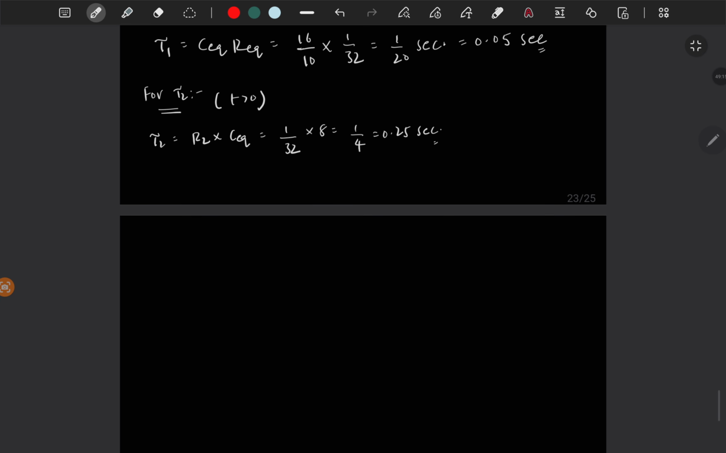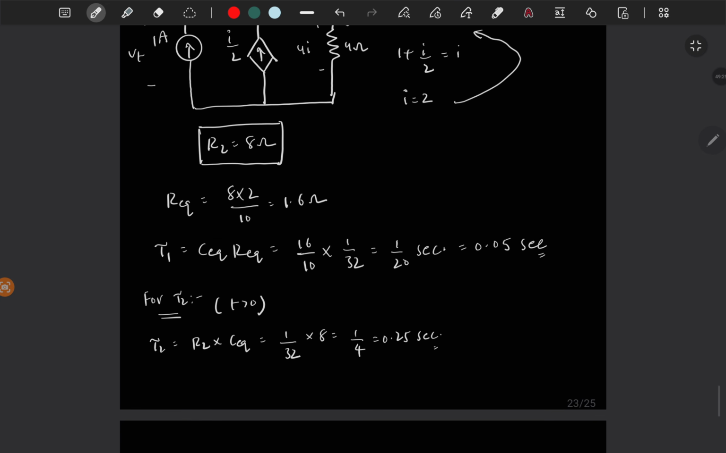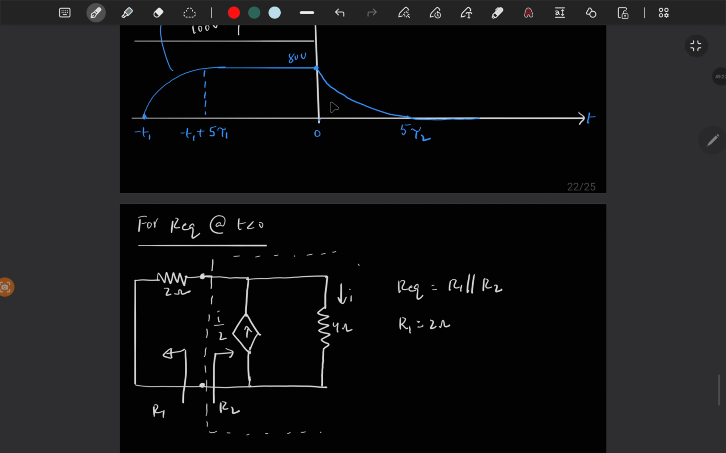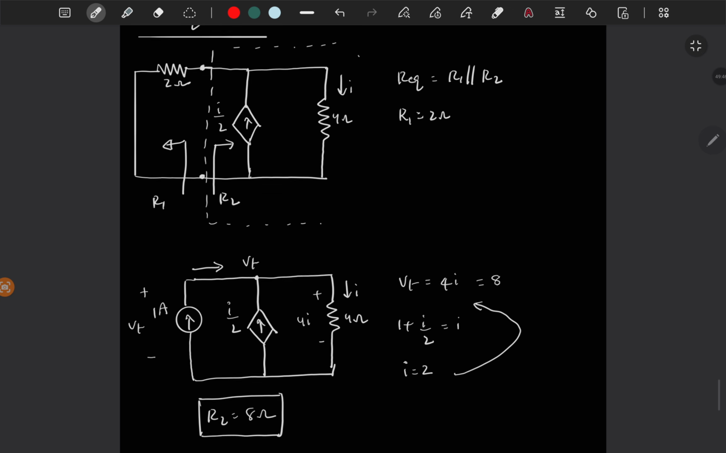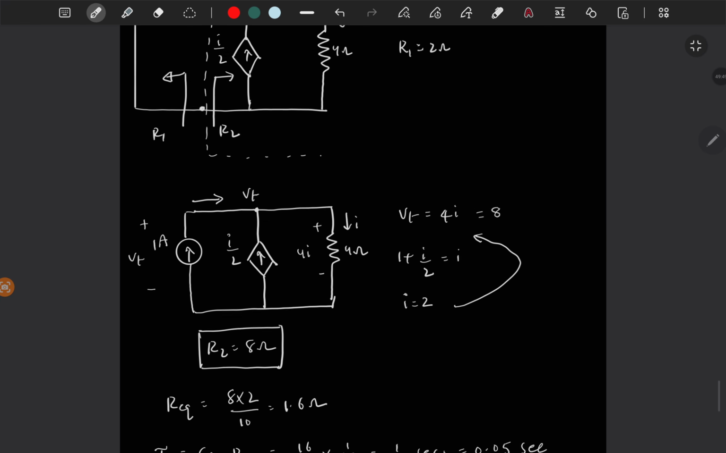So if you wait for 0.25 seconds or 250 milliseconds, which is more than the tau 1, right? So then it will go to how much? 36.6% of its initial value, which is 80 volt. So let's say this is tau 2, then this value should be 0.367 times 80 volt. You calculate that later. So that is what is happening in this circuit.